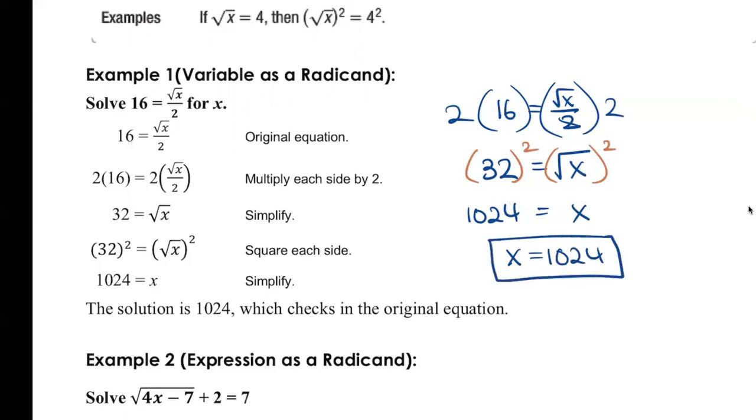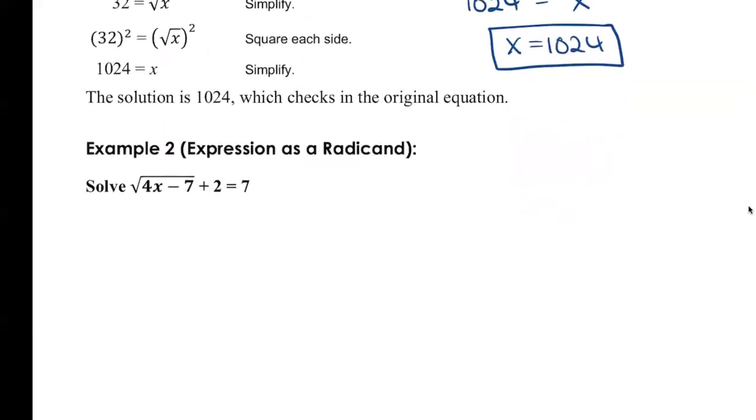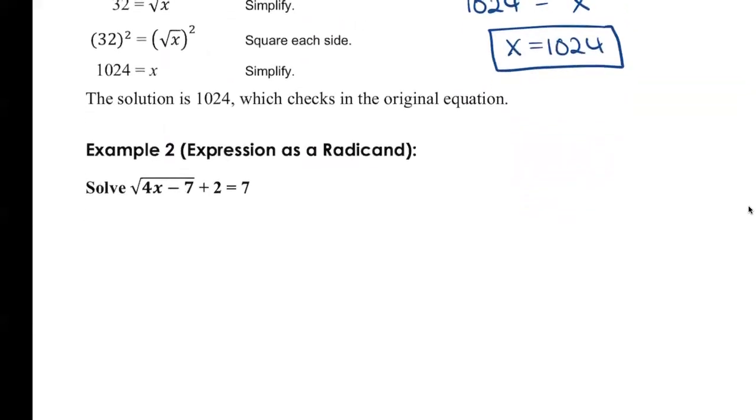All right, let me show you another one, example 2. So I have a radical equation because I have my variable inside the radical. My first goal is to isolate the radical. So I want to get this guy all by himself. So I'm going to subtract the 2 on both sides. So I have rad 4x minus 7 is equal to 5.